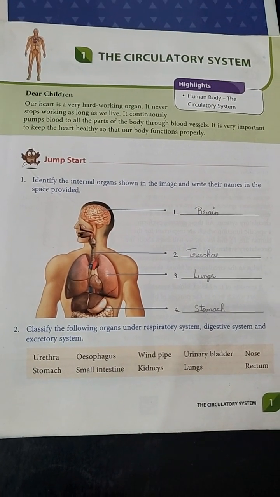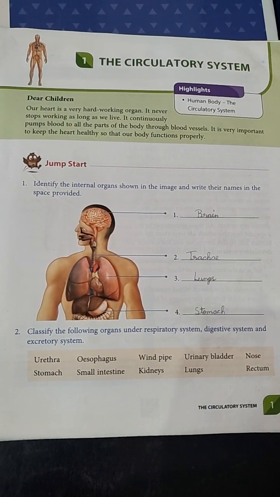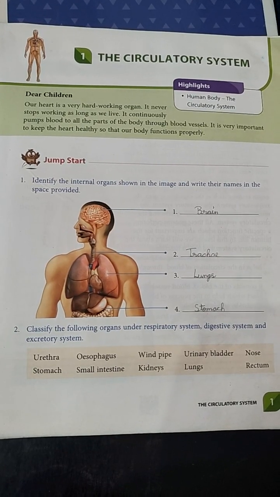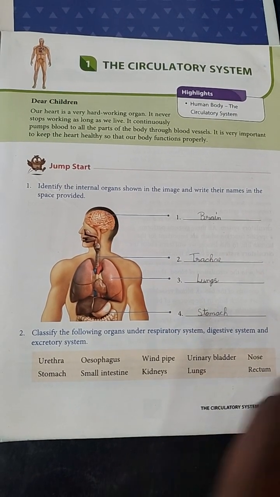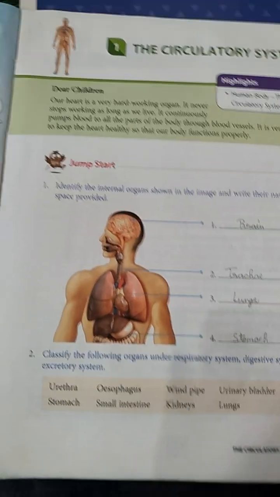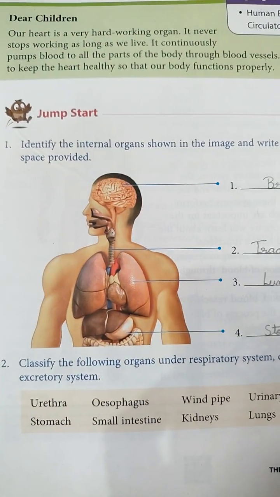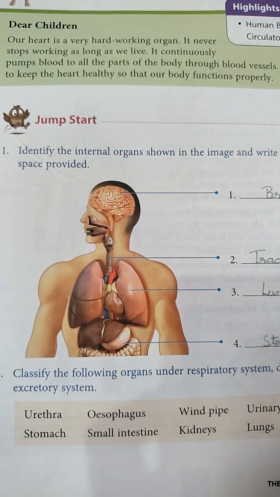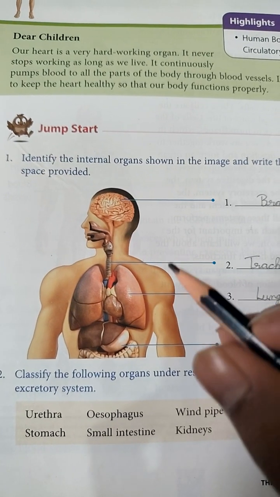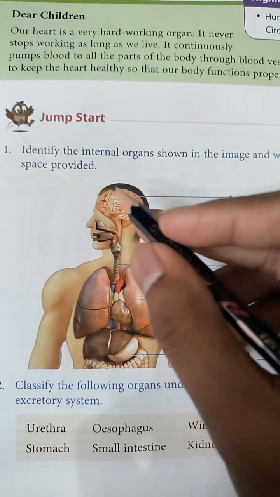Hello everyone, today we are going to discuss chapter 1 from Science Class 5 ICSE, the circulatory system. As you can see in the diagram here, we have to mention the names of the internal organs. So these are called the internal organs.